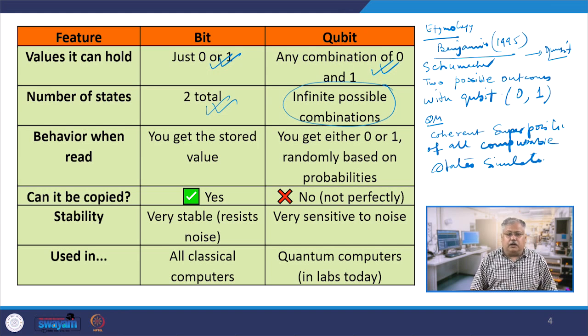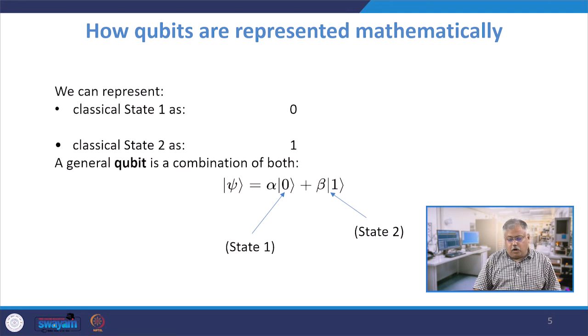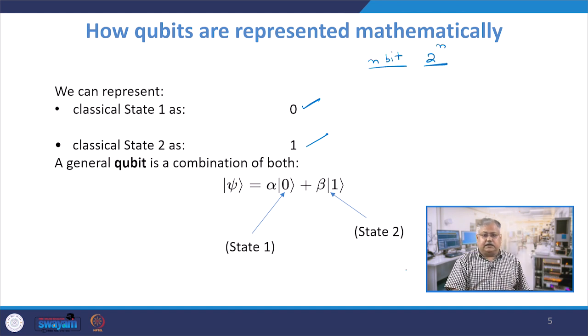Now, let us come to the representation of a qubit, right. How are qubits represented mathematically? As I told you, we can represent a classical state, let us say state number 1 as 0 and state number 2 as 1. So there are 2 states available. As I discussed with you, if there are n bits available to me, then there are 2 to the power n possible states available for processor states.